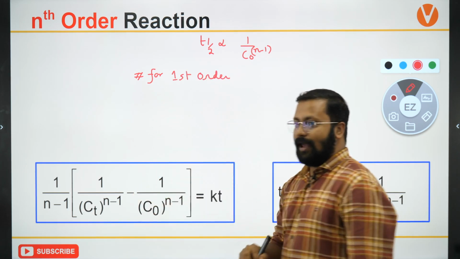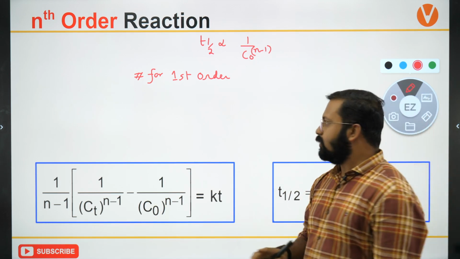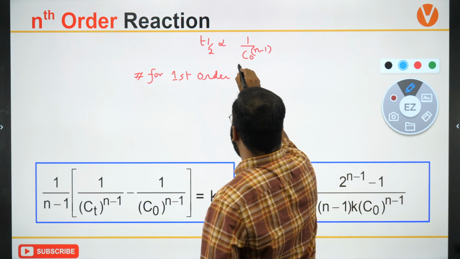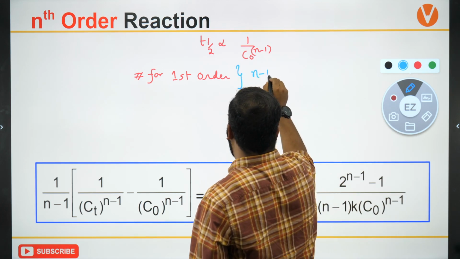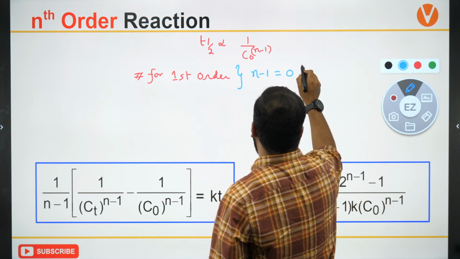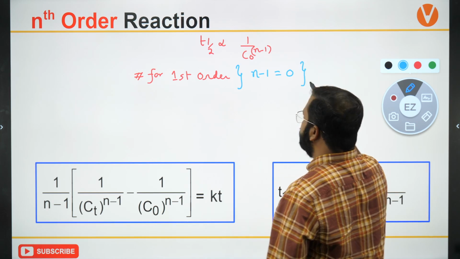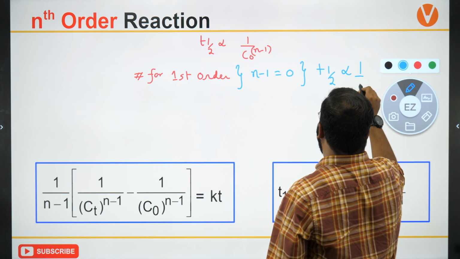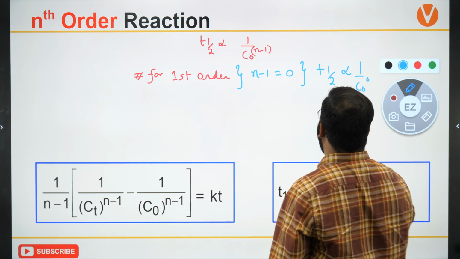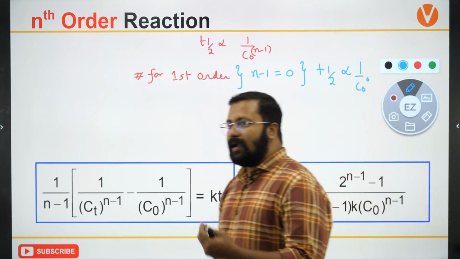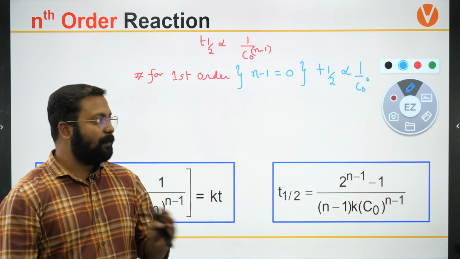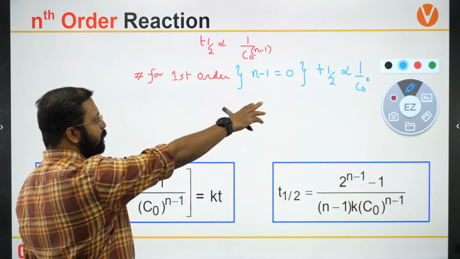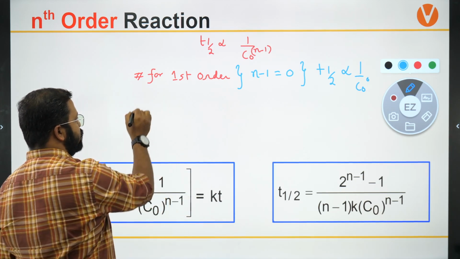for a first order reaction, n minus 1 will be equal to 0, which means T half is proportional to C to the power 0. So it will not be dependent on the initial concentration. T half will be independent of the initial concentration.